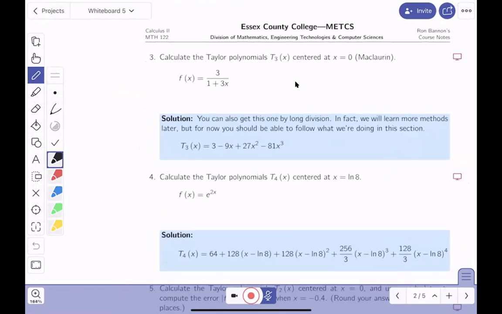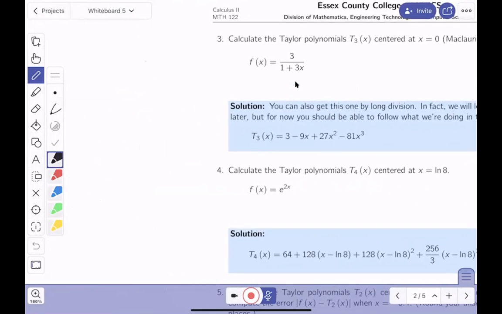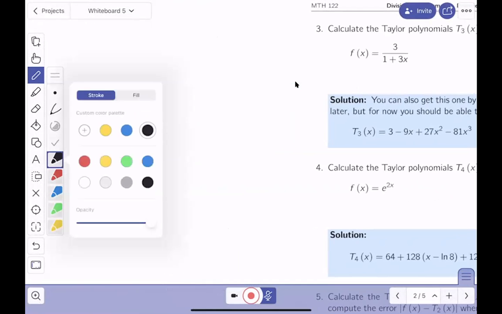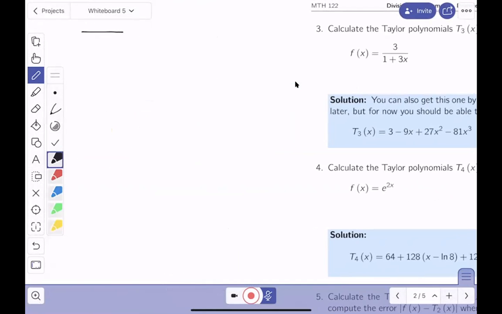All right. Number 3, I'm going to show you a little different way of doing it, but we're still going to do what they're asking us to do. And over here, what I'm going to claim is that this sort of looks like a geometric series to me. And a geometric series, you probably should know this. This would equal 1 plus u plus u squared plus u cubed plus and so on. You learned this in Math 120. And it's convergent when the absolute value of u is a proper fraction.